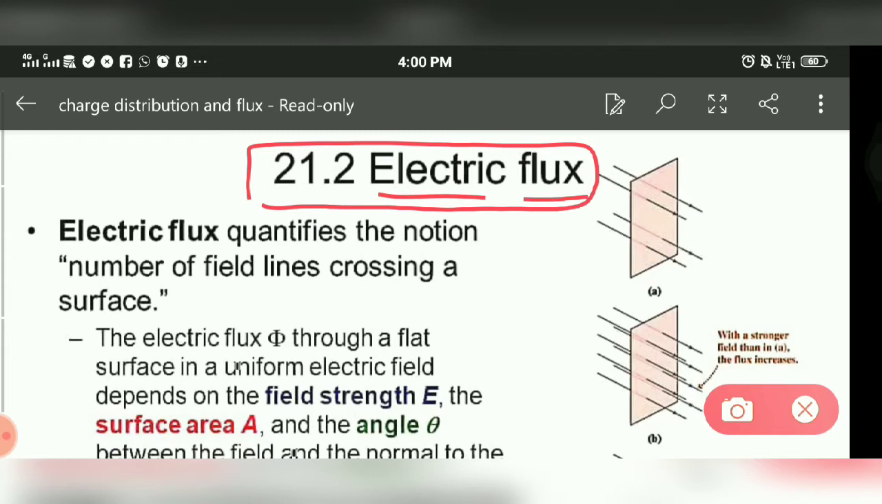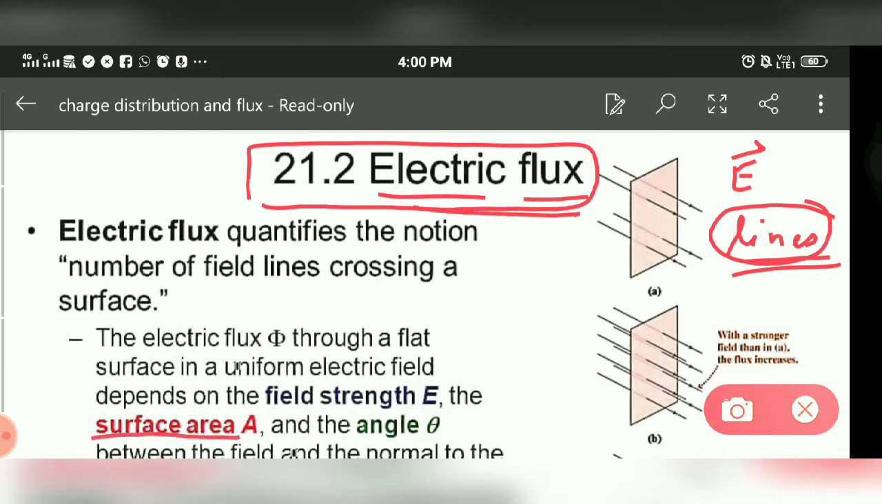As we know, we represent electric field by imaginary lines which are called electric field lines, and the properties of electric field lines we already discussed in the previous video. Today we are going to learn about electric flux and surface area. First of all, electric flux. It is the number of field lines crossing a given area.